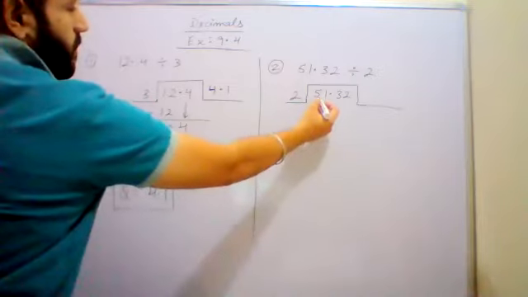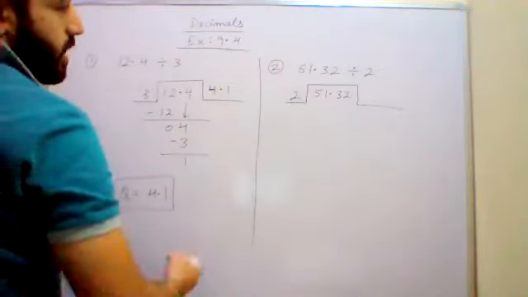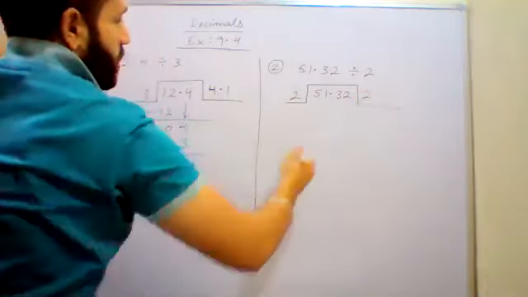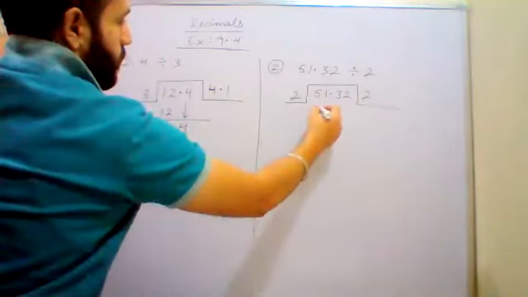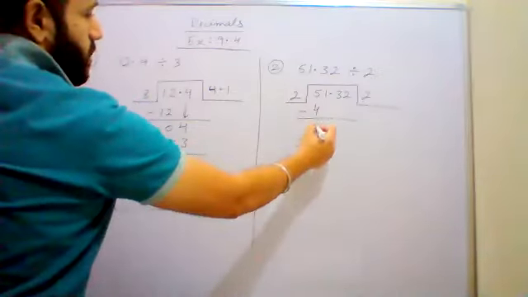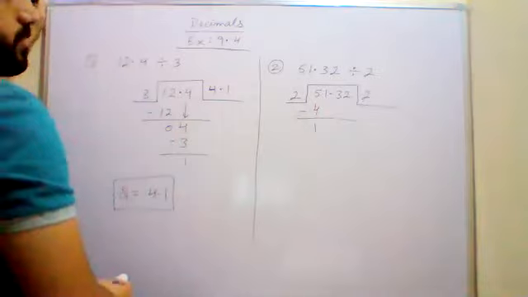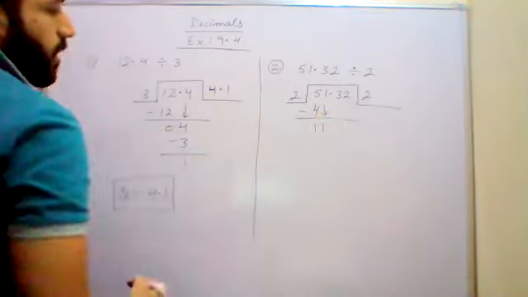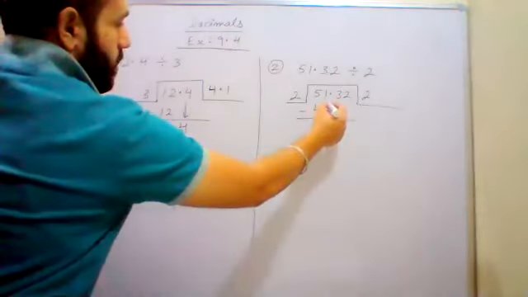So 5 is greater than 2. That means you will divide 5 by 2. So you get 2 in the quotient. 2 2s are 4. Remainder 1. Now copy down 1. 1 you have copied from the dividend.